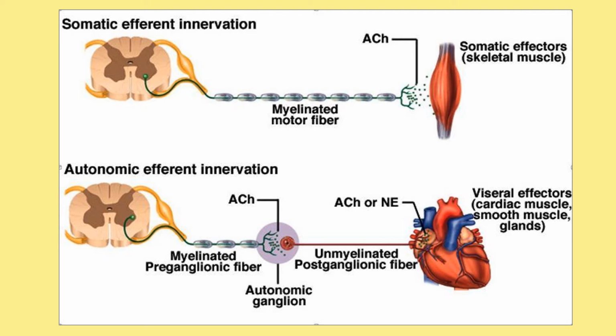Motor neuron number 2 in the parasympathetic pathway secretes acetylcholine, and because we're looking at cardiac muscle tissue, acetylcholine will slow down heart rate.